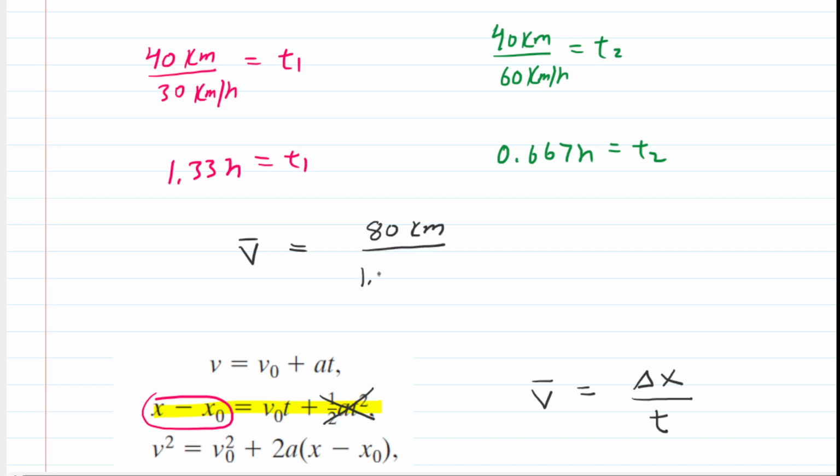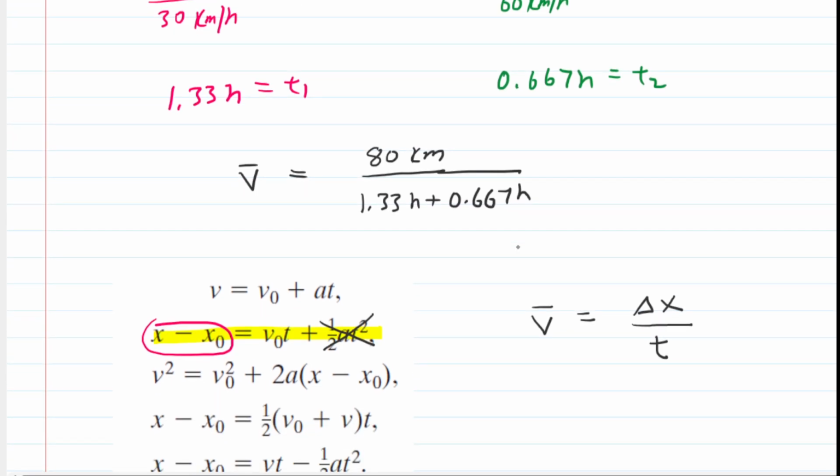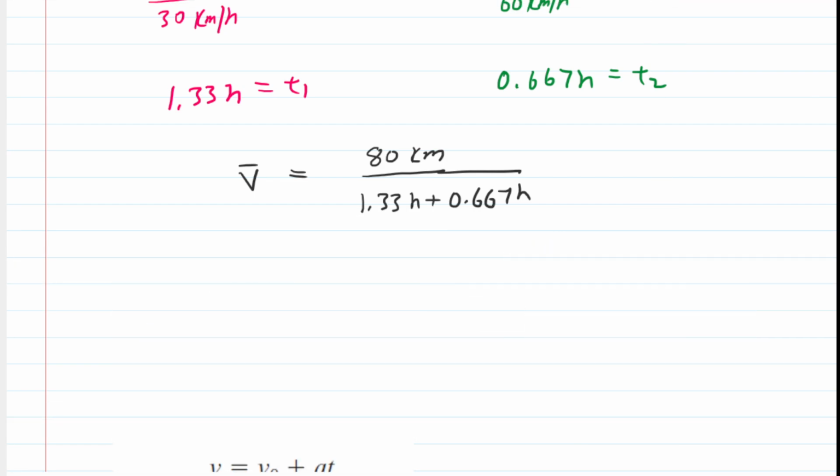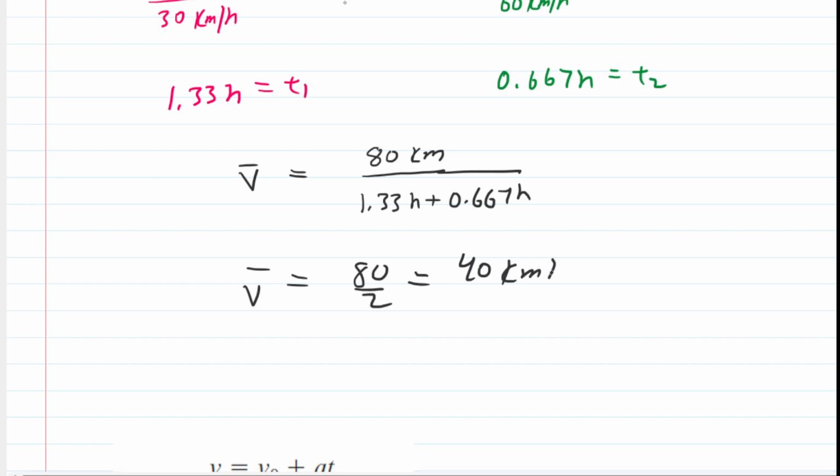For that total time, we're going to have to add the 1.33 hours plus the 0.667 hours. Now, of course, we could simplify that total time. If we add those together, we're simply going to get 2 hours. So we have 80 kilometers divided by 2 hours, and that's going to work out to 40 kilometers per hour. That is the correct answer to part A of the problem. That is the average velocity of this car.